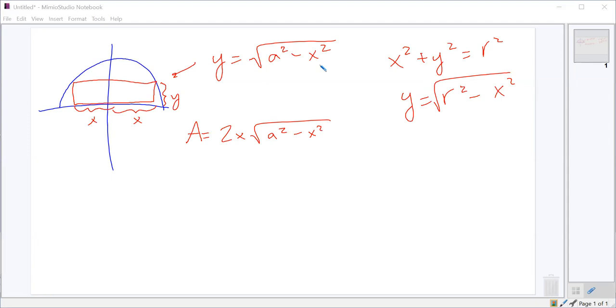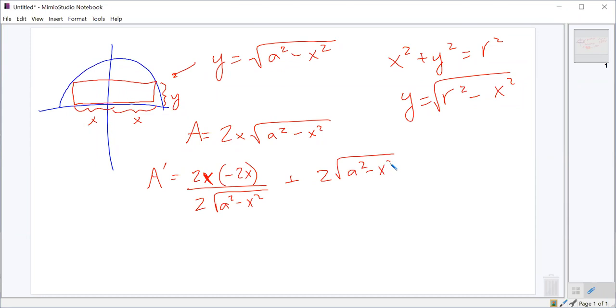So then to figure out when that area is at a max, we have to take a derivative of it. We'll keep in mind as we're taking that derivative that a is just the radius of the semicircle. That's not changing, so that's a constant. So a squared is also a constant. Product rule here gives us 2x times the derivative of root a squared minus x squared, which is 1 over 2 root a squared minus x squared, times the derivative of the a squared minus x squared. The a squared part is 0, and the negative x squared is a negative 2x. And then plus the derivative of 2x, times root a squared minus x squared.